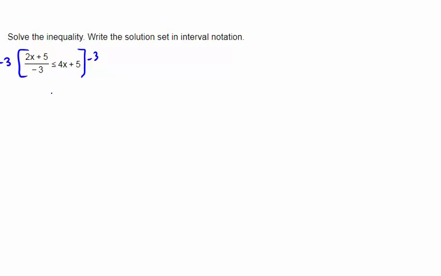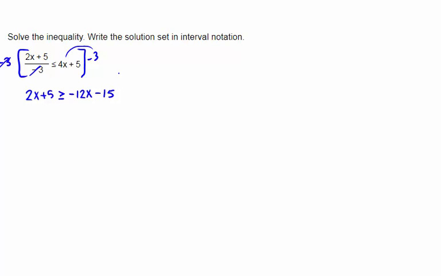When we multiply by negative 3 on the left-hand side, the negative 3's cancel out and leave me 2x + 5. Now, remember that multiplying or dividing by a negative at any point in an inequality problem is going to cause your inequality to flip and change direction. So this less than or equal to will now become a greater than or equal to. And then we're going to distribute the negative 3. Negative 3 times 4x will be negative 12x. Negative 3 times 5 is going to be negative 15. And from this point, it works like a traditional inequality now that the fraction has been eliminated.